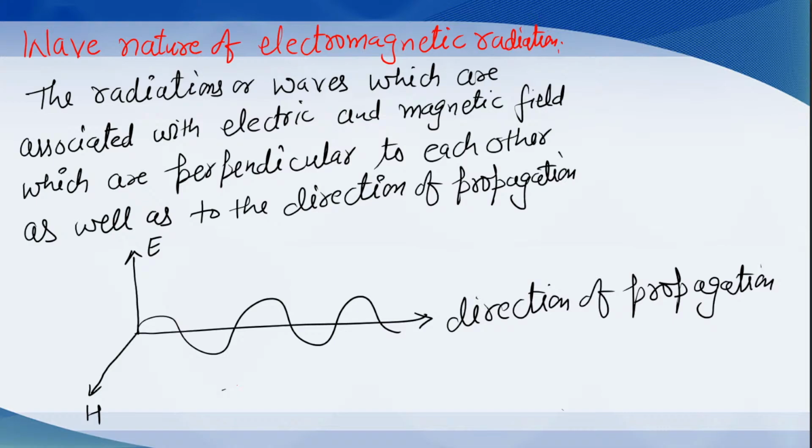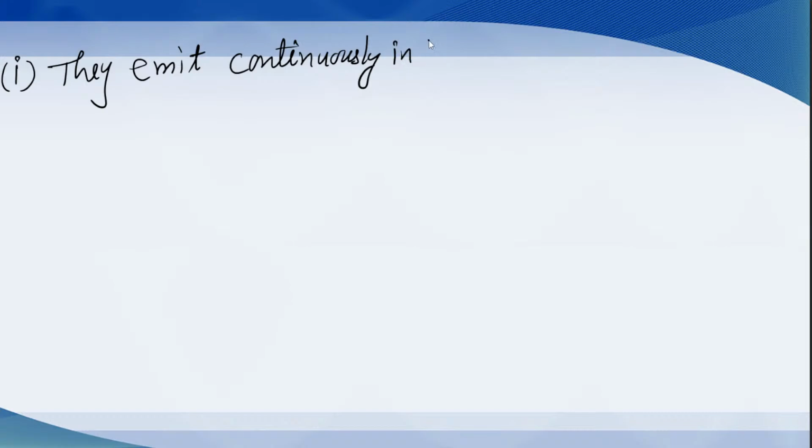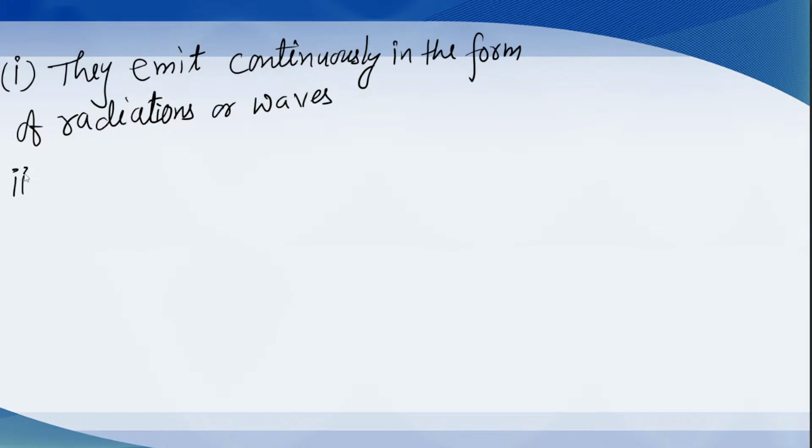So what are the characteristics of such a wave? The first characteristic of electromagnetic radiation is that they emit continuously in the form of radiations, or we can say waves.